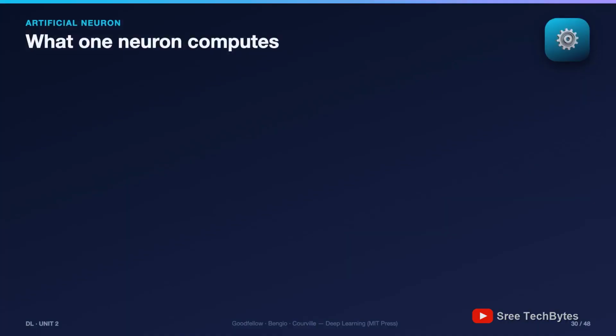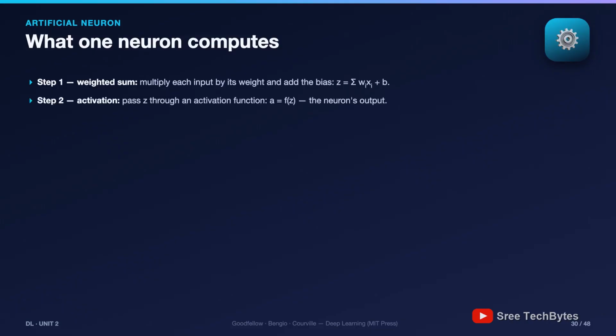So what does one artificial neuron actually compute? 2 steps. That's all. Step 1: the weighted sum. Multiply each input by its weight, add them up, and add the bias. Z equals the sum of W times X plus B. Step 2: activation. Pass Z through an activation function. A equals F of Z. That's the neuron's output. Done.